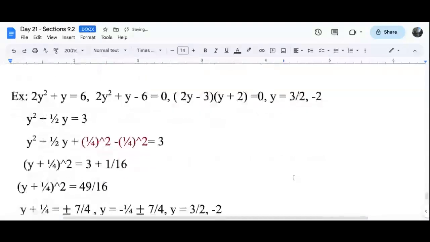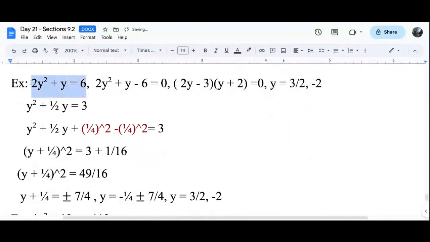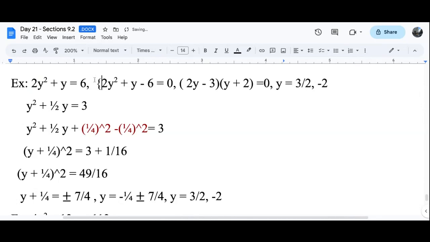All right, let's see this example. 2y squared plus y equals 6. Right? We can factor out 2. Of course, this is showing we can do factoring. If we do factoring, we get two solutions, y equals 3/2 and -2. But we want to use completing squares. Okay, so what do we do? We factor out 2.